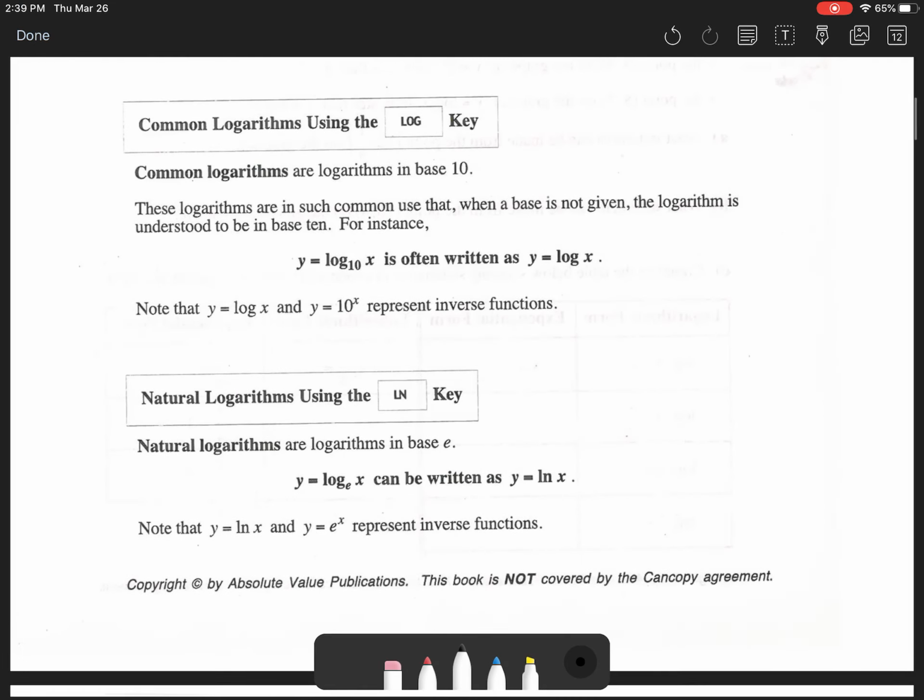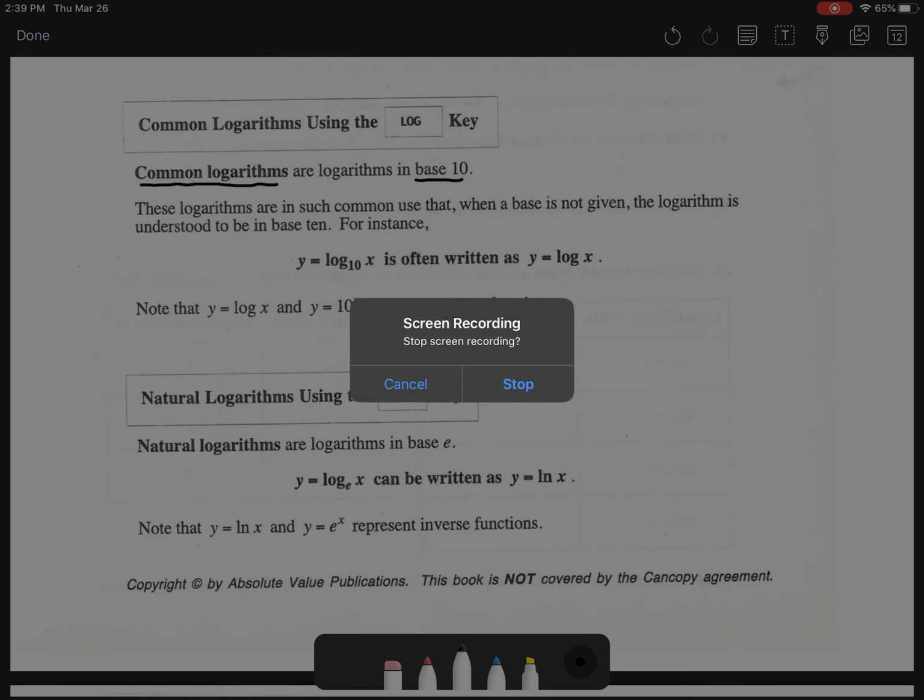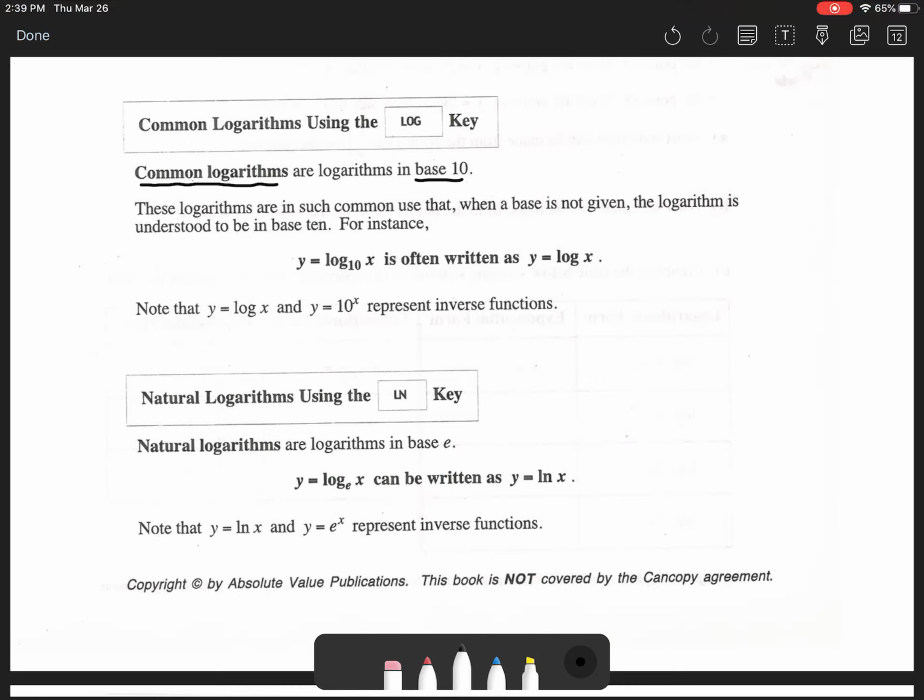Now, common logarithms, okay? Common logarithms are logarithms that are base 10. So I would highlight common logarithms and base 10. So what that means is if when you look at a logarithm, you don't see a base written, the base is 10. So for example, in the example here, they say I have log base 10 of x. It's often written as just log of x, okay? See how there's no base there? So when it's base 10, they will not write the base. And note that log of x and y equaling 10 to the x are, again, inverse functions, because in that first log expression, there is a base of 10 right there that they do not write.